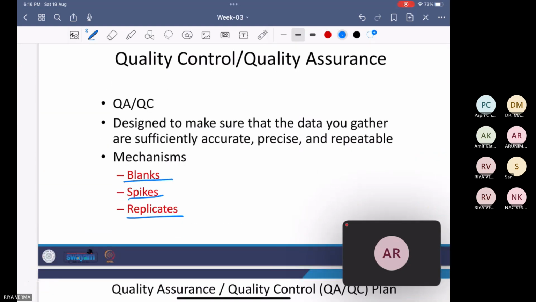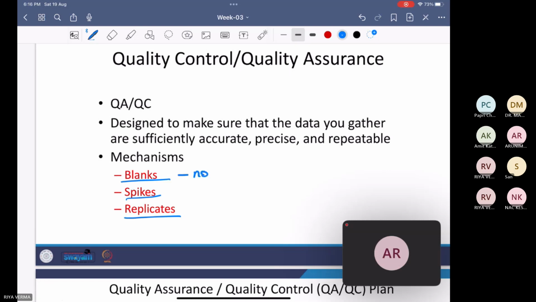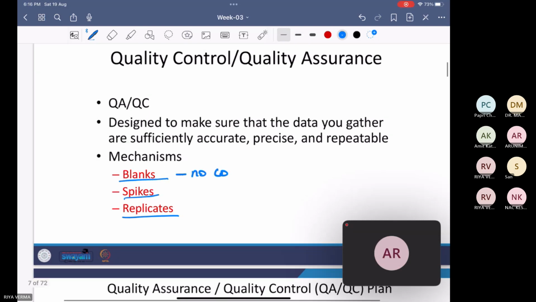Generally blanks are pure water samples, and we need to make sure that there is no contamination present, neither in the water nor in the glassware.